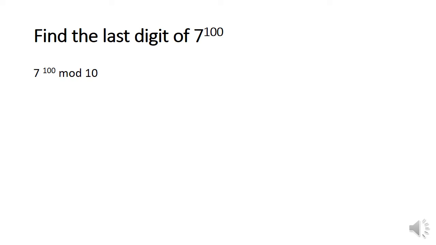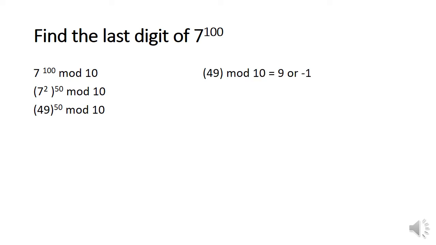Okay. So again, 7 to the power of 100 is a large number, so we need to simplify it. This could be 7 to the power of 2 to the power of 50. 7 to the power of 2 is 49, power 50, mod 10. And then we can use the congruency property. So 49 mod 10 is 9. 49 contains 4 tens. The remainder would be 9. Or negative 1, which is 9 minus 10.